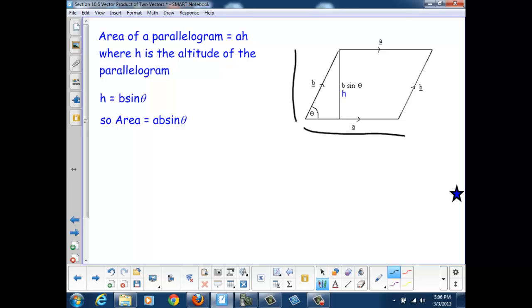But h in this parallelogram is also b sine theta, where b is the second side of our parallelogram. So our area could also be computed by taking a times b times the sine of theta. Now, ab sine theta is also the calculation we use for the magnitude of the cross product. So the magnitude of our cross product is actually the area of a parallelogram formed by connecting our two vectors tail to tail.